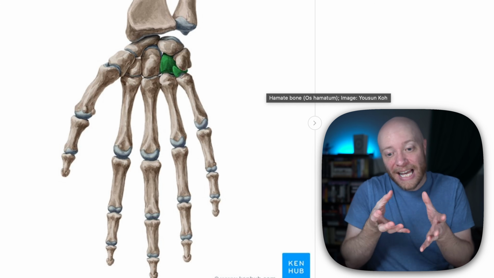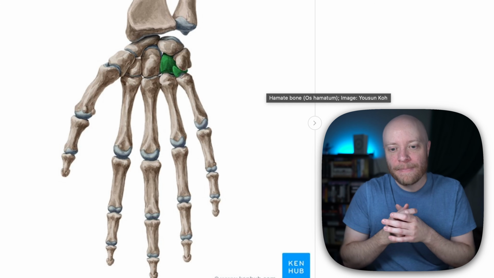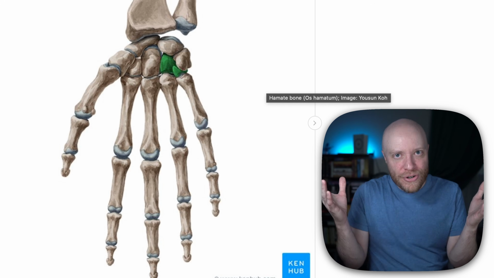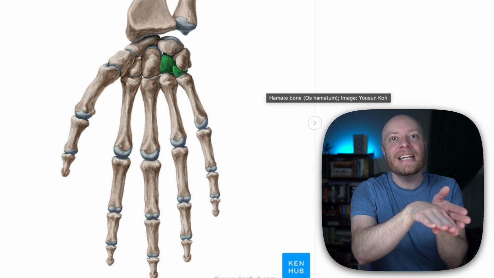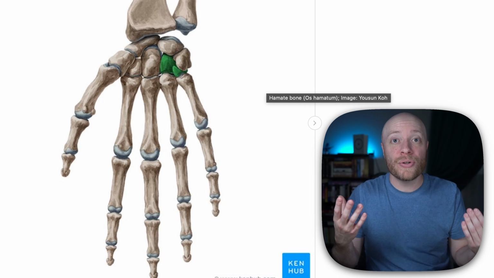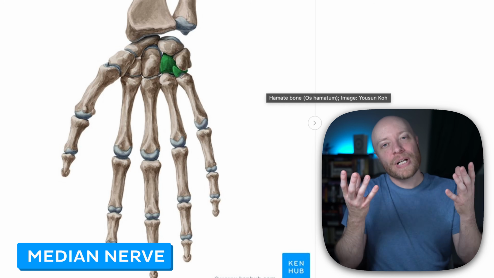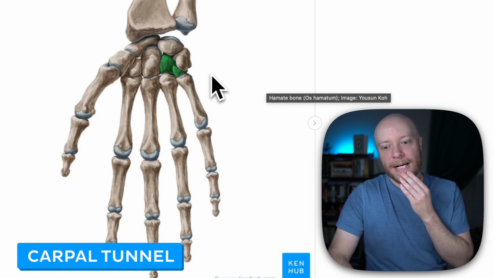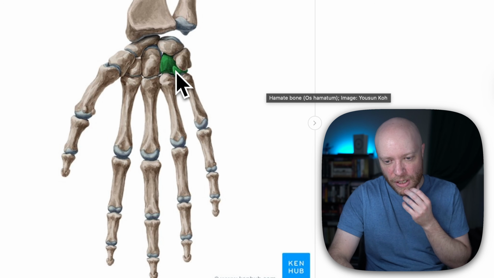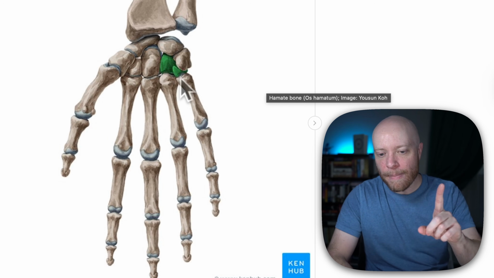And what that does is it helps create this bridge where you're going to have 9 tendons traveling through, as well as a nerve called the median nerve, creating what is known as the carpal tunnel. But there's like this little hook portion here, and it's called the hook of the hamate.